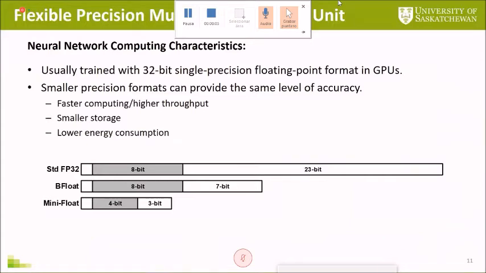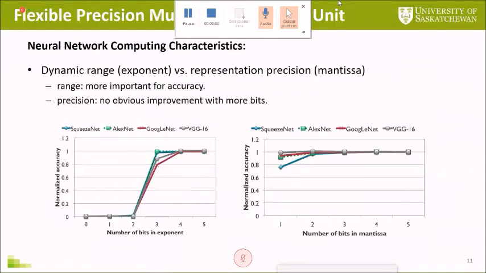So this graph shows the justification of why we need a flexible precision MAC unit. The left side shows SqueezeNet, AlexNet, GoogleNet, VGG16, some of the deep neural networks. As you can see, the number of bits in the exponent on the x-axis, 0, 1, 2, compared to 3, shows a big difference in terms of accuracy, which is on the y-axis. However, for the number of bits in the mantissa, you don't see any meaningful difference between 1 to 5 mantissa bits. So we can have more dynamic range in the exponent by using flexible precision multiply accumulate units.